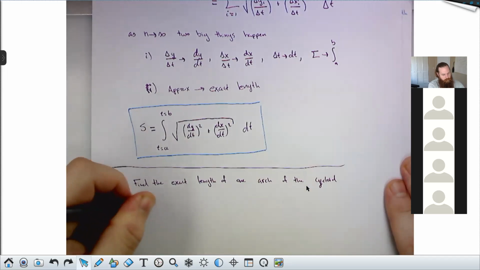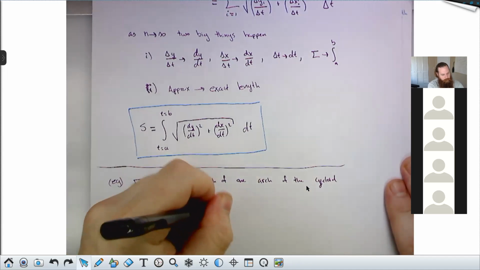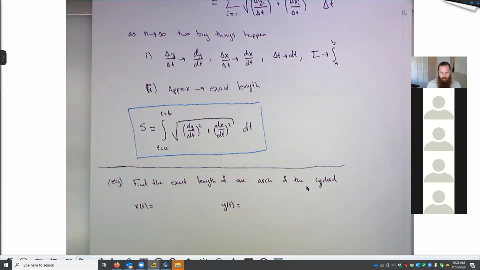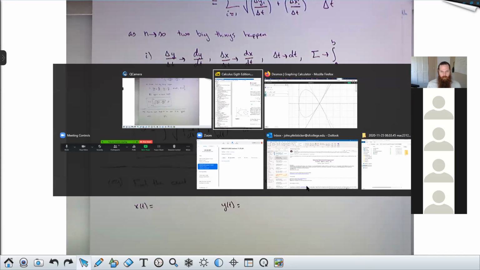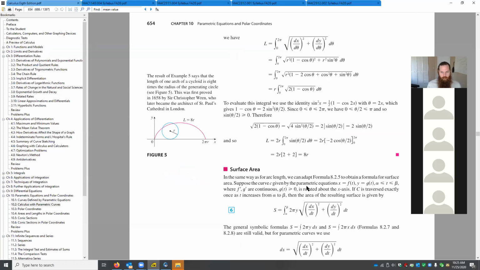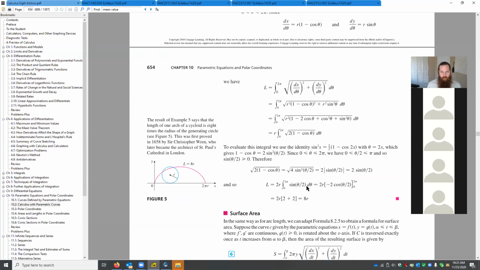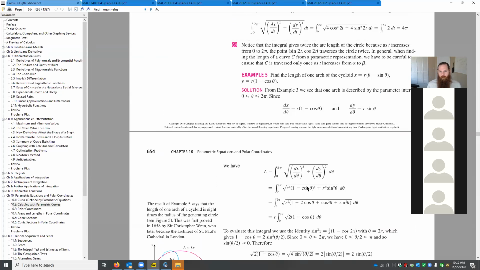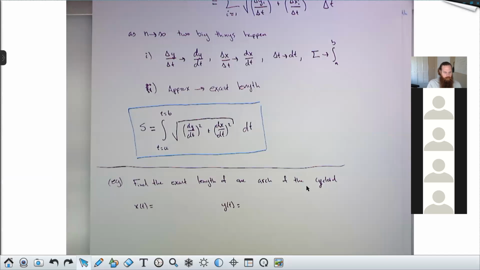x of t equals, I can never remember this, y of t equals, let me look here. I think they have this somewhere in here. Yeah, 1 minus, oh wait, no. x of t equals t minus sine t, y of t equals 1 minus cos t.